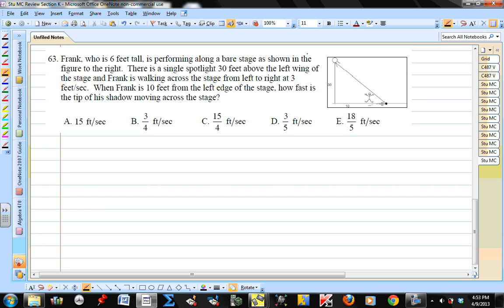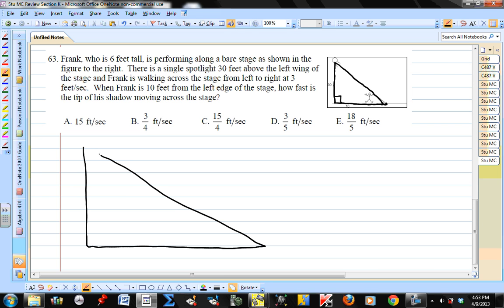Well, let's look at this diagram here. You can see the spotlight is 30 feet above the stage. And we've got a right triangle here. I'm going to draw that a little larger so we can scribble on it, and you can see. Okay, so we've got 30 feet here. We know Frank is 6 feet tall. So in here, let's let this represent Frank. I'm not going to try to draw Frank.